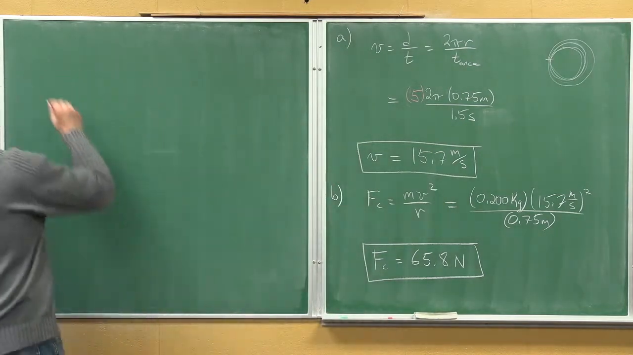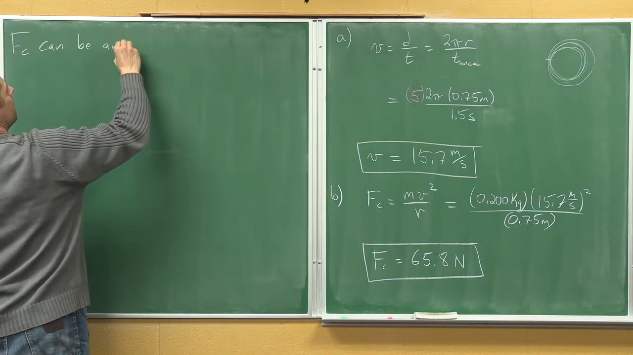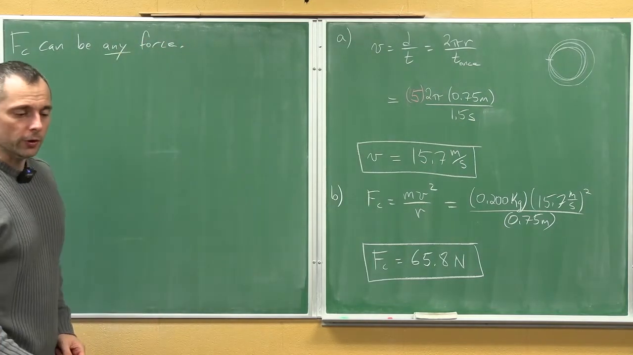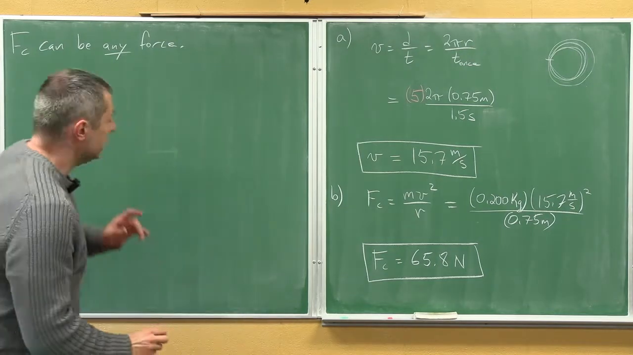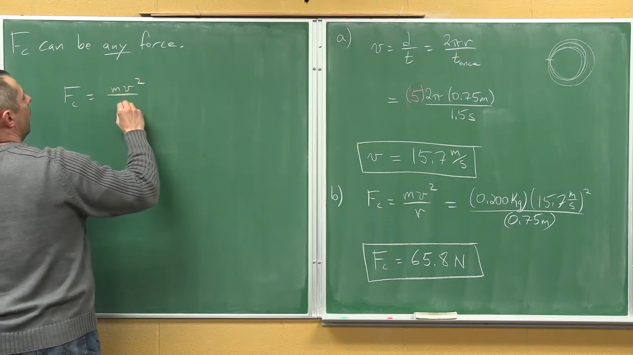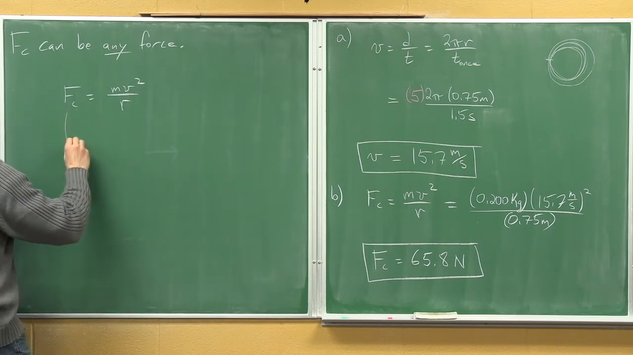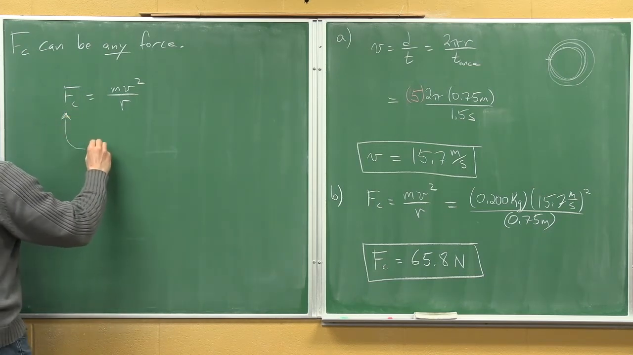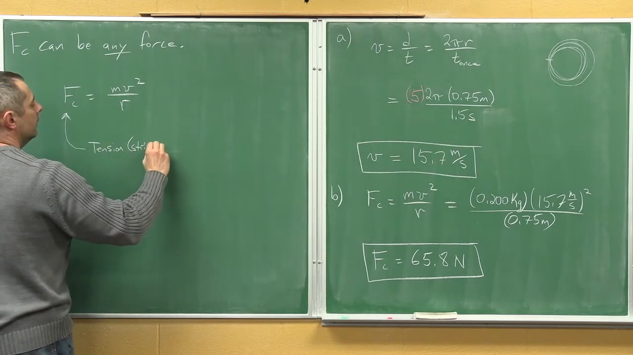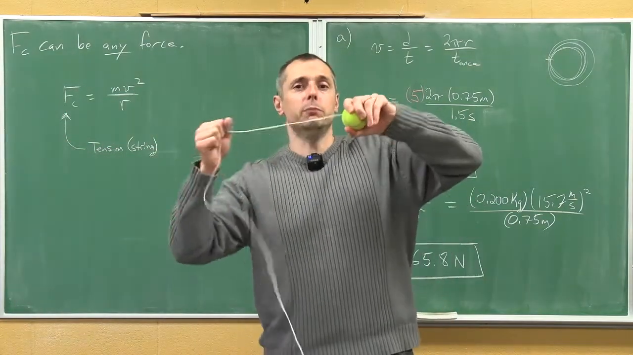So the first thing is that Fc can be any force. It's not its own force. Let me explain. So here's the formula: F centripetal equals mv squared over r. But what we just saw in this problem with Grog is that this can be the tension in a string when you're spinning something around in a string. And that's all tension is. It's just another word for when we're using a string to pull on something.